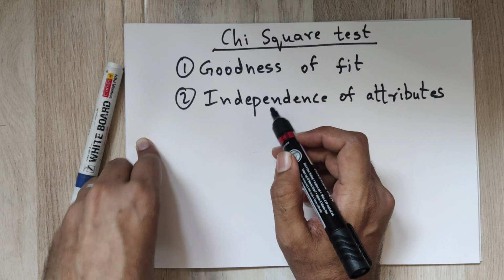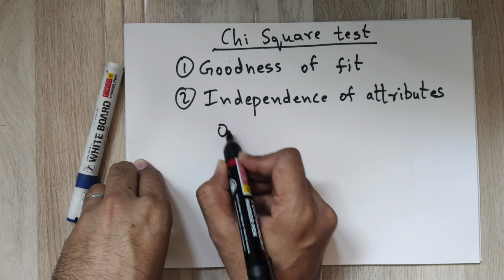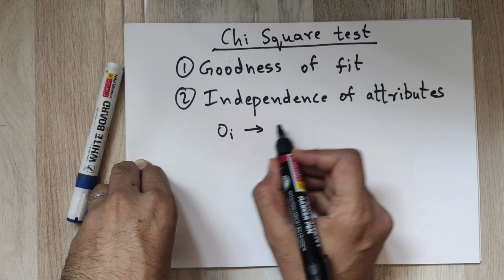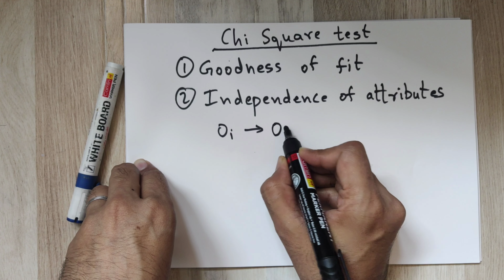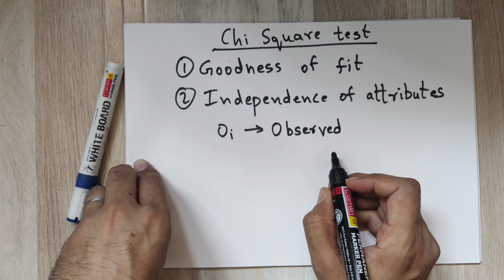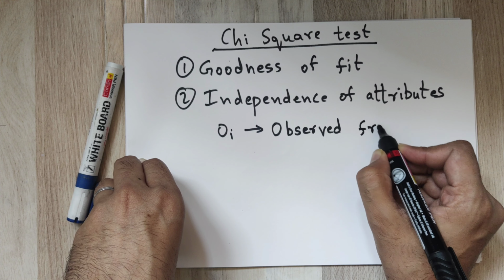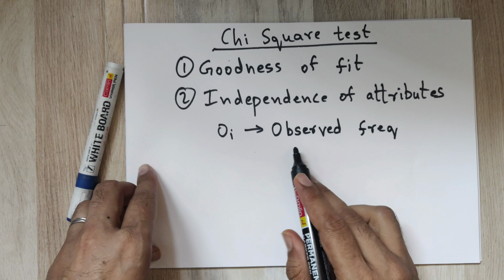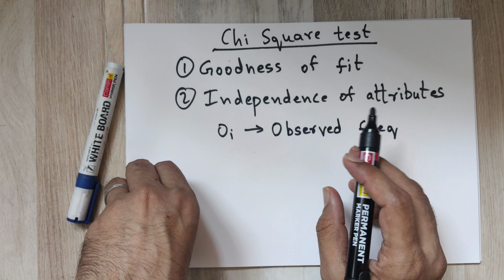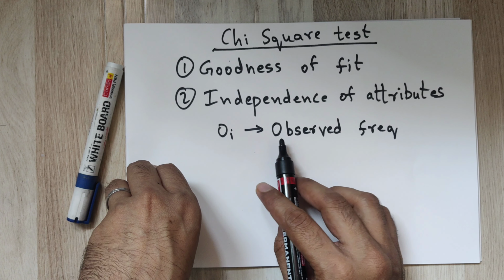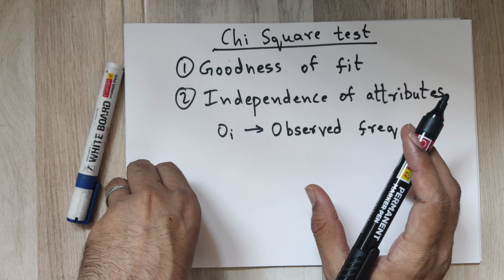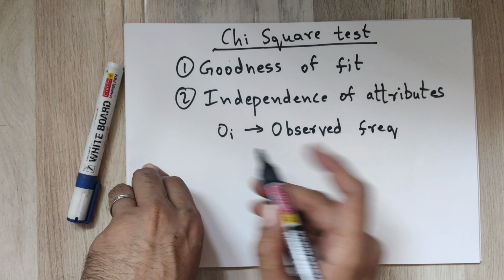So for using these two applications, the data that will be needed is the frequency data, that is, we'll have the observed frequency, OI. What we mean by observed frequency is, if we are considering some experiment, then whatever experimental value we get will be our observed frequency. For example, if I am rolling a dice 100 times and if I am getting 1 15 times, then 15 becomes my observed frequency.